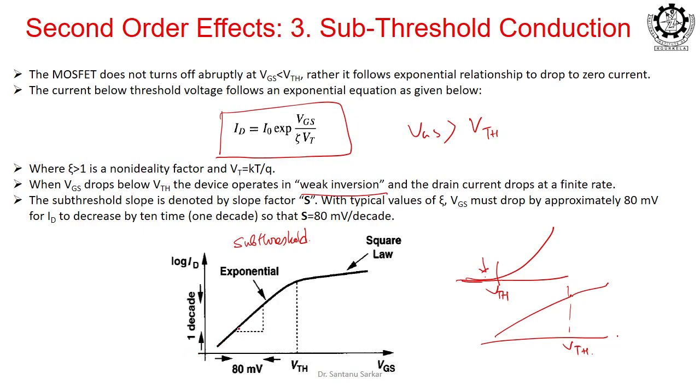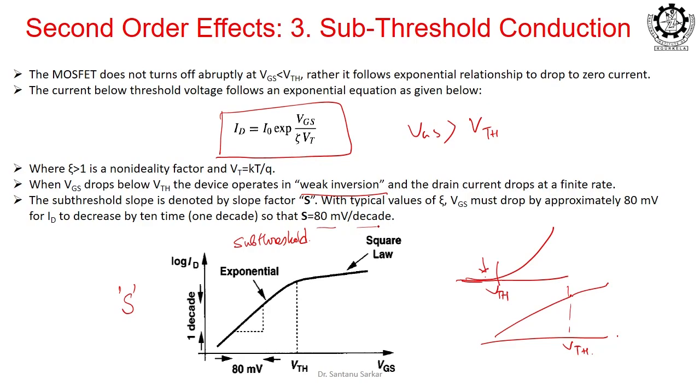So, this slope is generally called the slope factor or S. We denote this slope as S, and this S is important in digital design and to determine the performance of the device. If some new device is formed, they want to see what its subthreshold slope is. For example, in this case say S is equal to 80 millivolt per decade.